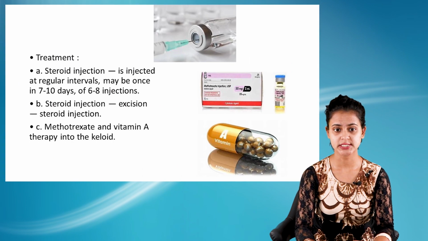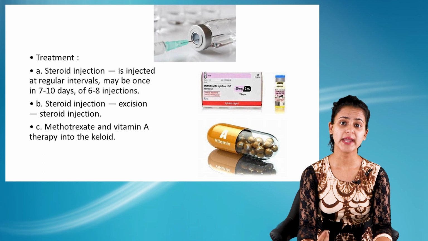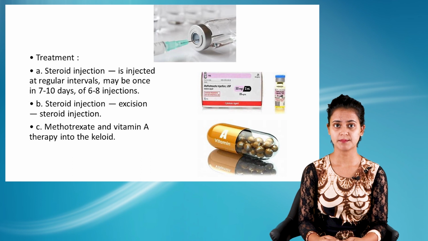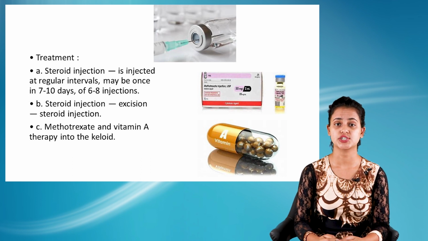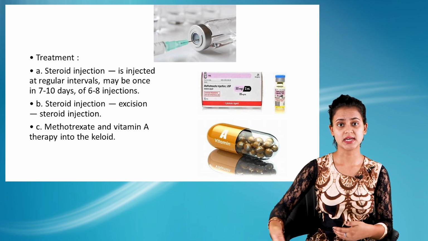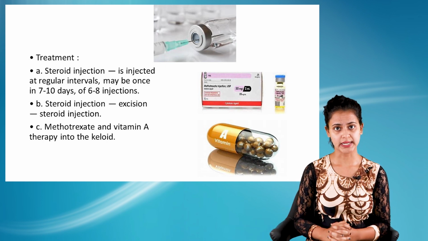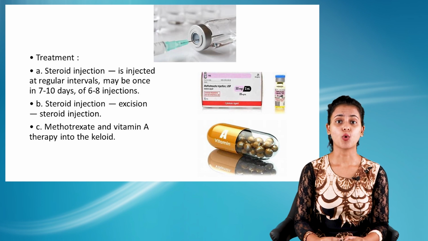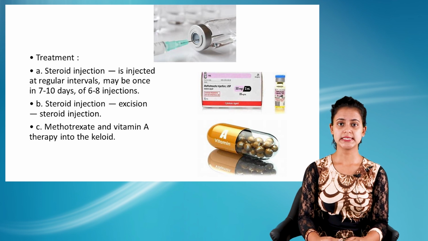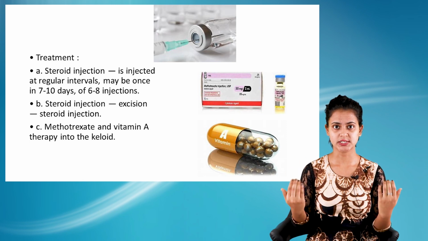Steroid injections will be injected at regular intervals, maybe once in 7 to 10 days. Six to eight injections will generally be administered to the client to prevent the development of keloid. The steroid injections often will be administered before the excision. Once the wound excision is done, again the steroid injection would be administered by a nurse for the client. Methotrexate and vitamin A therapy will also be very helpful to manage the condition of keloid development. That is how hypertrophic scar and keloid formation will be managed or prevented along with the wound.